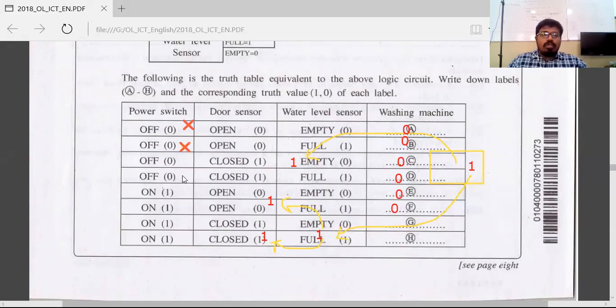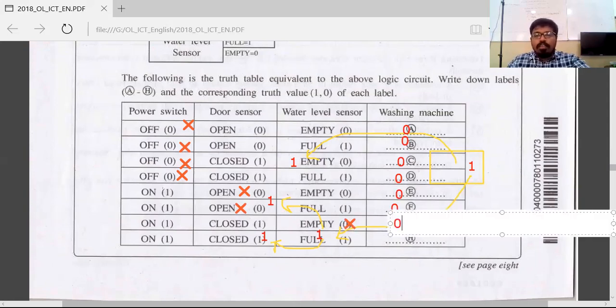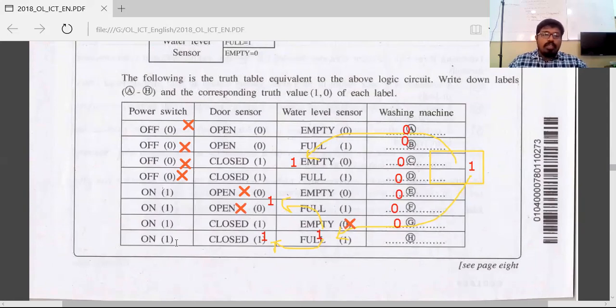So this one is wrong, wrong, wrong, wrong. For the next two, this one is wrong, this one is wrong. Switch is on, door is closed, but water level is empty. If water level is empty, washing machine will not work. So this is wrong. Straight away, I will put 0. So 1, 1, 1, it will be 1.